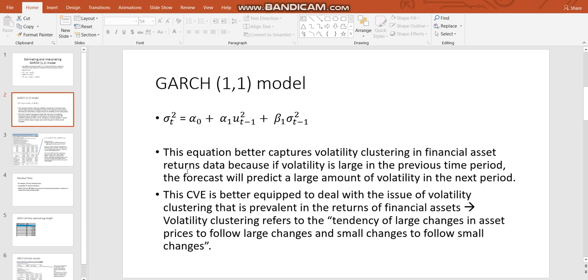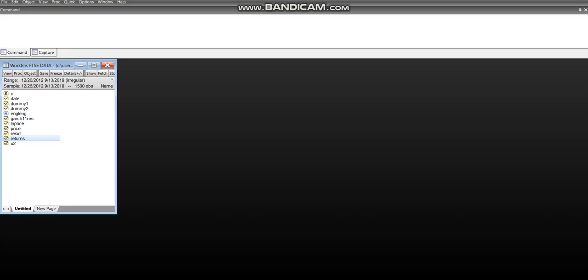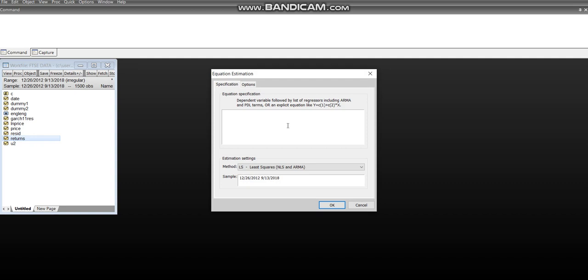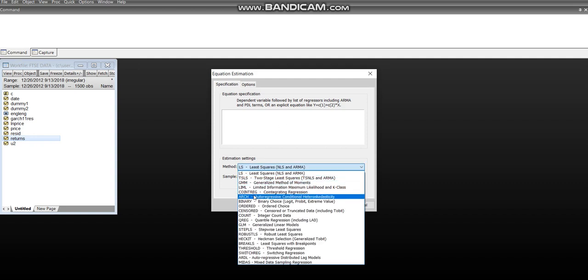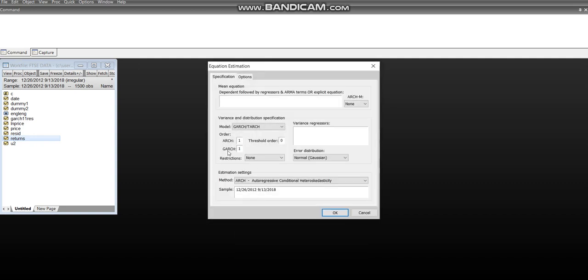So now I'm just going to move on to Eviews. I'm going to show you how to estimate a GARCH 1-1 model. So you go on here, make sure that you click on Arch. And so straight away we can see there's a 1 and a 1. We're going to be estimating a GARCH 1-1 model, so we don't need to change anything there. Then we type in our conditional mean equation, which is just the same as our ARCH 1 model.